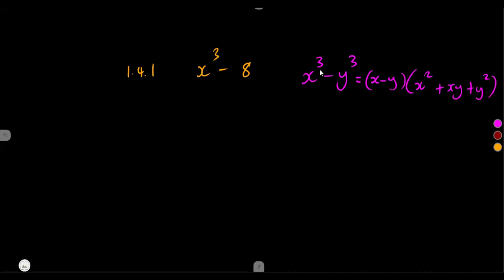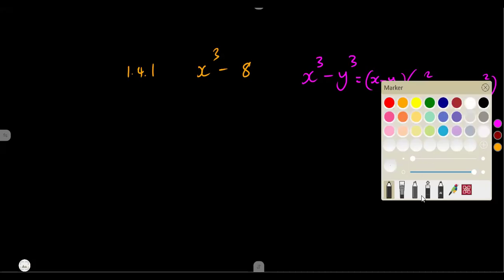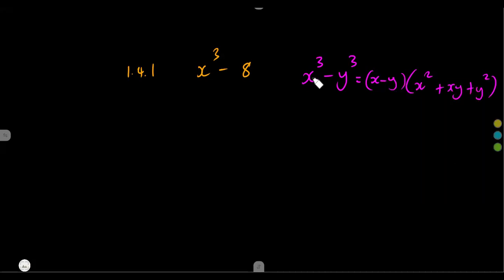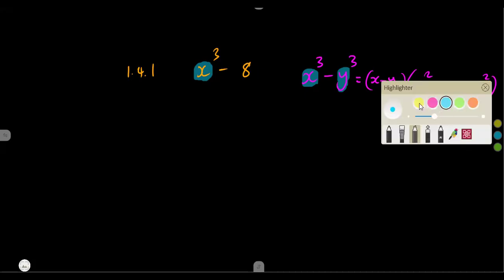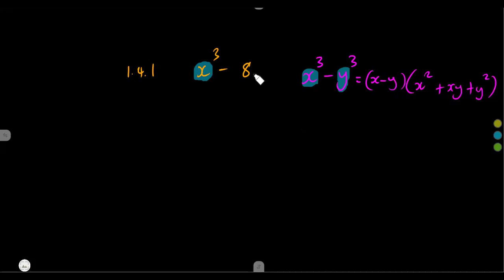So what is important here is having a term raised to the exponent of 3 minus another one, first, last. So here we can see the x to the exponent of 3. But what about 8? Can it be written as a number to the exponent of 3? That is the question. Yes. So how can we note that? The cube root of 8.